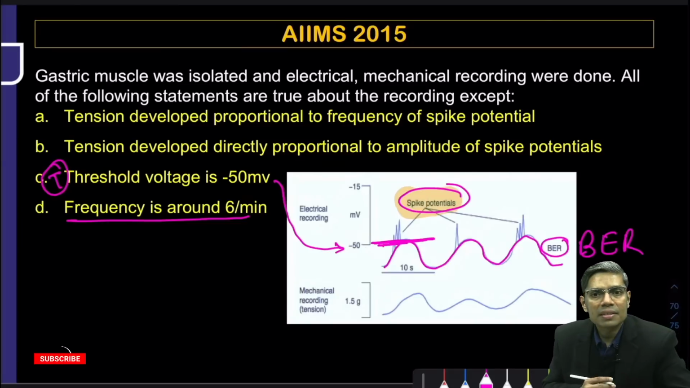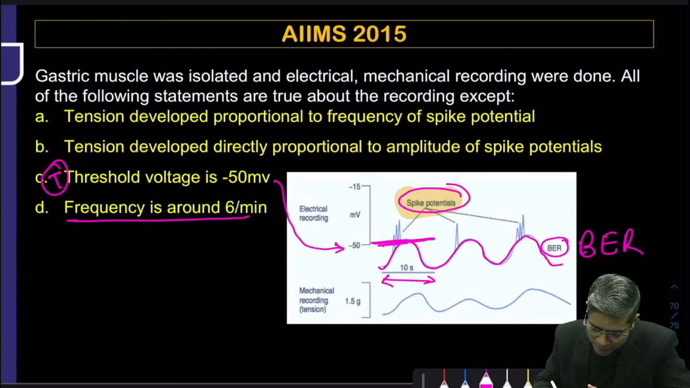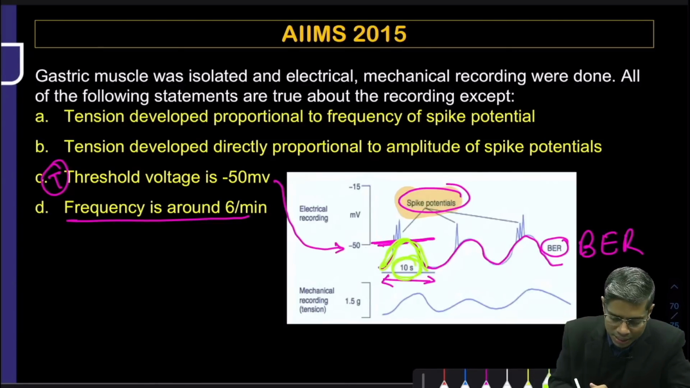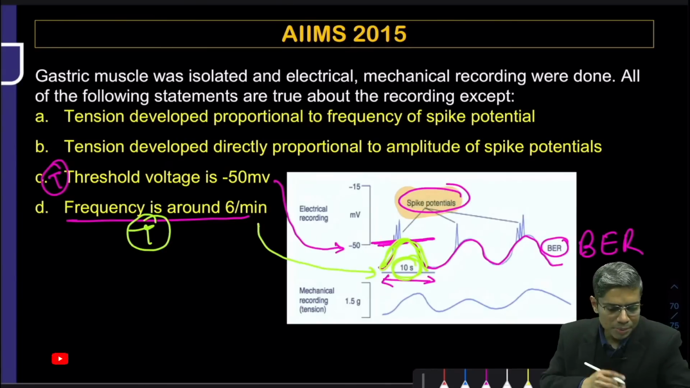Frequency of the BER is 6. देखो, this 10-second time scale has been given here. Within 10 seconds I am getting only one BER. So this is BER, one BER within 10 seconds. Means within 1 minute, what is the rate of BER? Rate is 6. So this is also a true statement. Okay.